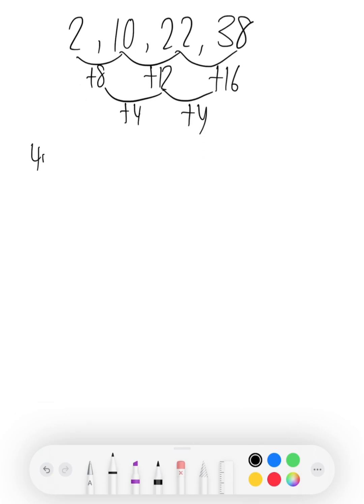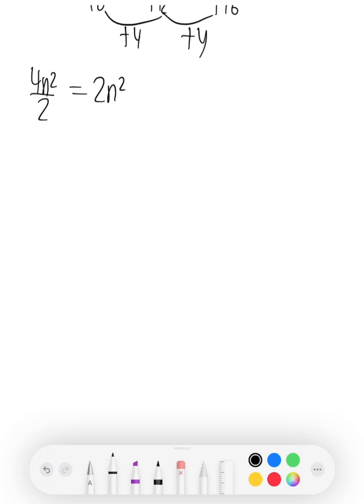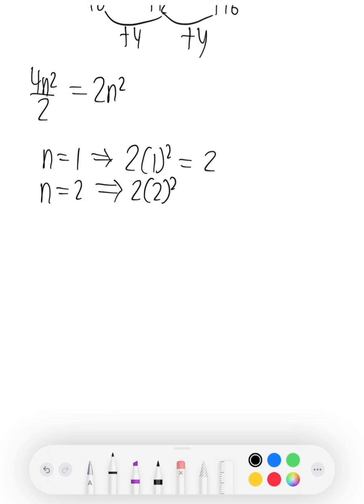That means we've got 4n squared. The next step is to divide this by 2, and 4 divided by 2 is 2. So we've got 2n squared. Same principle as before, we will generate some square numbers using this. So we've got n equals 1, going up to 4 again, and we've got 2 lots of 1 squared. 1 squared is 1, multiplied by 2 is 2. When n equals 2, we have 2 lots of 2 squared. 2 squared is 4, multiplied by 2 is 8. When n equals 3, we have 2 lots of 3 squared. 3 squared is 9, and multiplied by 2 is 18.